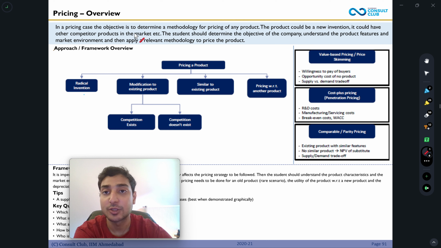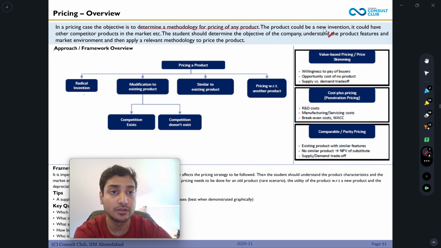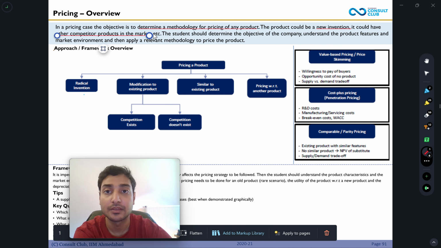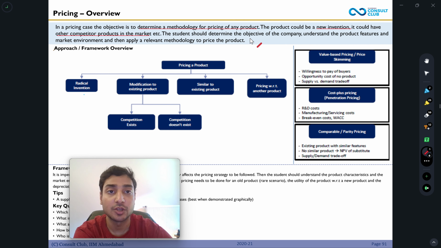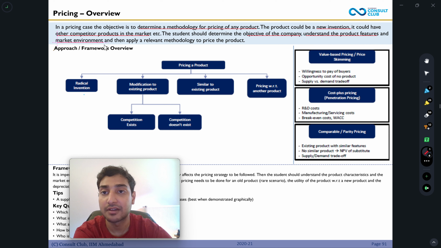So in a pricing case, the objective is to determine a methodology for pricing any product. The product could be a new invention, or it could have other competitor products in the market, etc. The student should determine the objective of the company, understand the product features and market environment, and then apply the relevant methodologies to price the product.